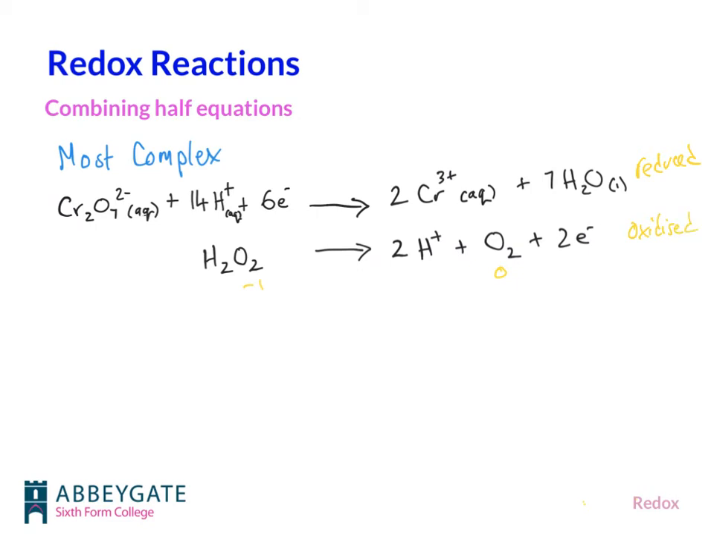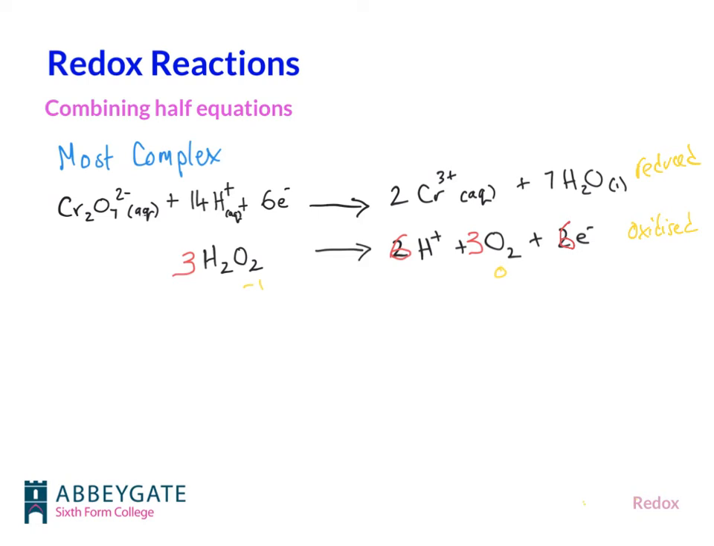Now, to combine these two equations together, I'm going to start in exactly the same way as before. So I just need to look at making sure that the number of electrons is balanced. I can see I've got 6 electrons in the first example, and I've only produced 2 electrons in my oxidation reaction. So I'm going to need to multiply everything in the second equation by 3 so that I get enough electrons. So if we put a 3 in front of the hydrogen peroxide, a 6 in front of the hydrogen ions, a 3 in front of the oxygen and a 6 in front of the electrons, then I'm going to have enough electrons to be able to power the reduction reaction.